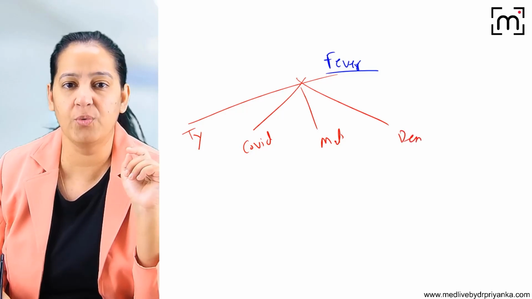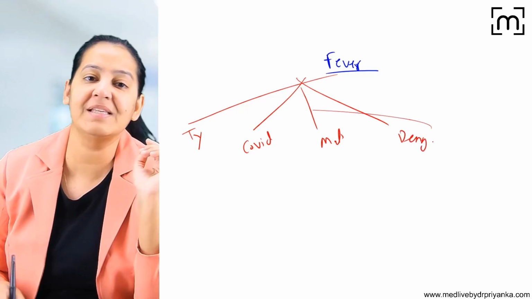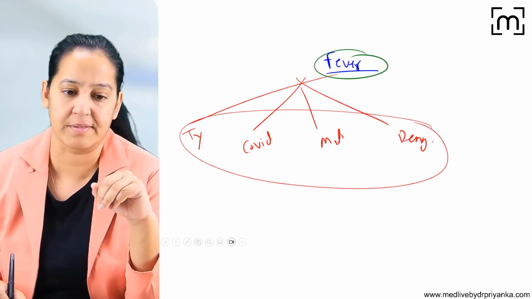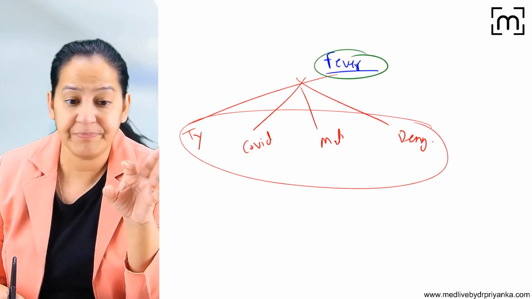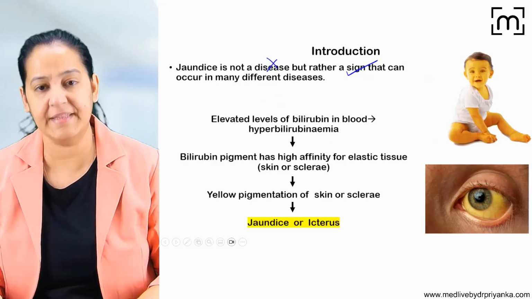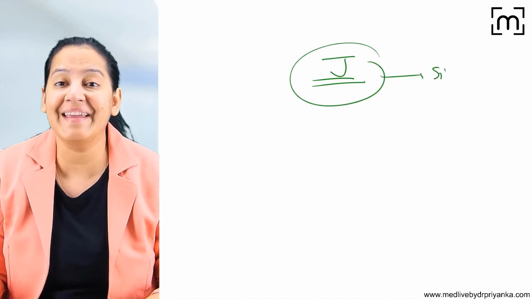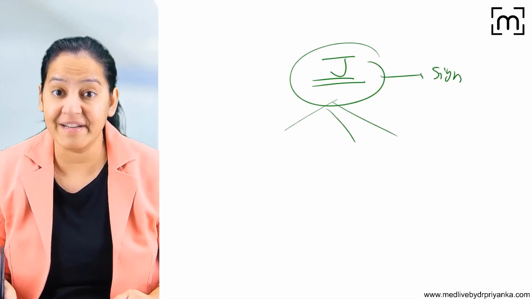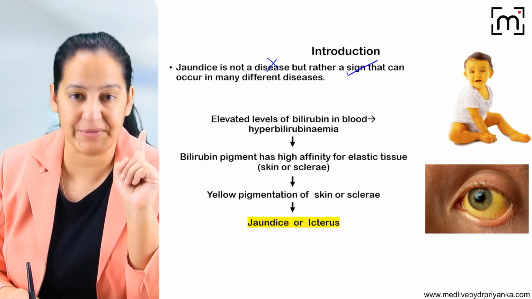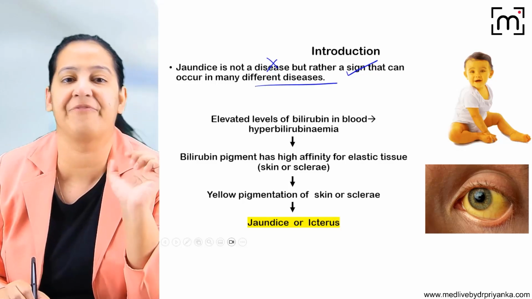Due to dengue, due to various reasons. So the cause of the fever can be anything. These are the causes of fever. But fever is a symptom that represents some underlying cause. So fever is not a disease. It's a symptom that represents some underlying cause. In the same way, jaundice is not a disease. Jaundice is a sign that represents some underlying disease. So first thing I would like to say, jaundice is not a disease. It's a sign that is seen in different diseases.